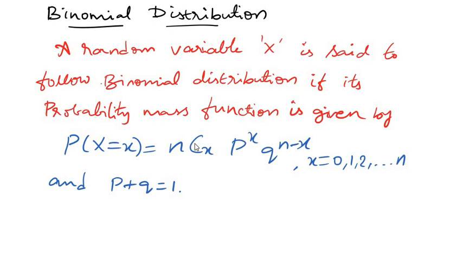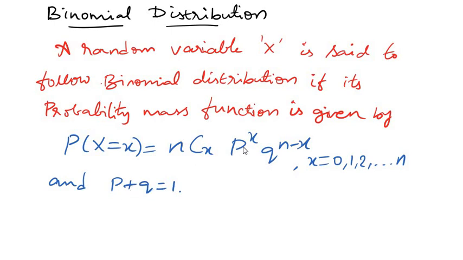Hello students, now we are going to see the definition of binomial distribution, its moment generating function, mean and variance. The definition is given as follows. A random variable x is said to follow binomial distribution if its probability mass function, simply we call it PMF, is given by probability of x equal to nCx p to the power x q to the power n minus x, where x ranges from 0 to n, and p plus q equal to 1.